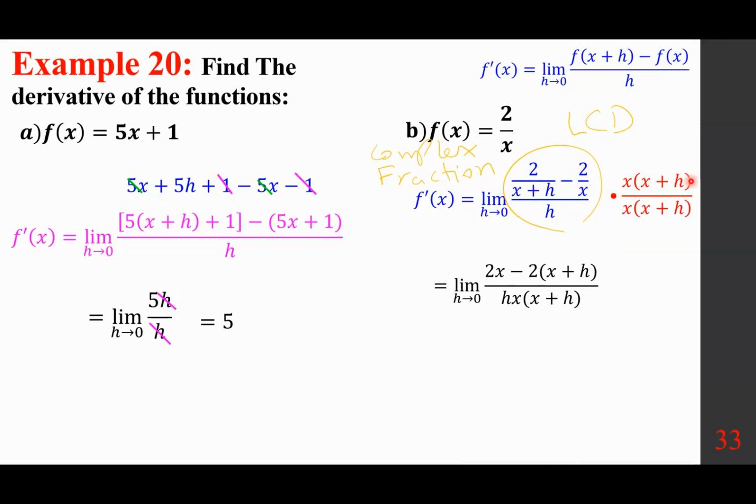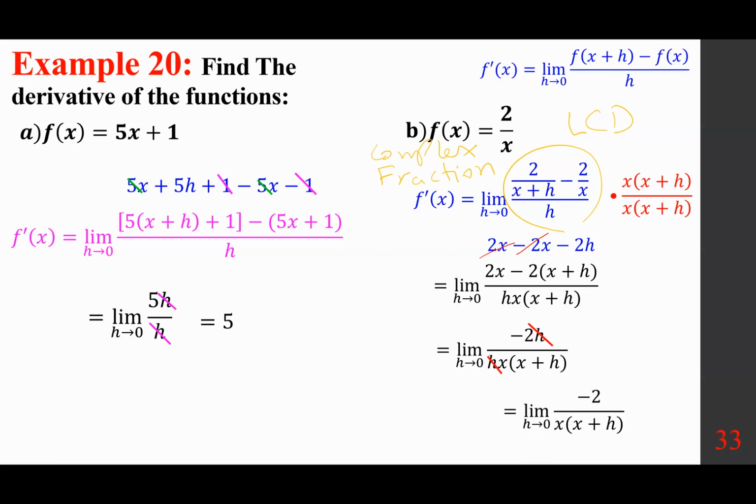And so 2x minus 2x minus 2h, the 2x and minus 2x cancel each other. So the numerator has nothing but negative 2h. h and h cancel each other. Now if I plug in 0, the denominator is x times x, or x squared, and the answer is negative 2 over x squared. So I did this in a general format, although later on I will show you also how to find f prime of a, but you can always use the general format on those and replace it accordingly.